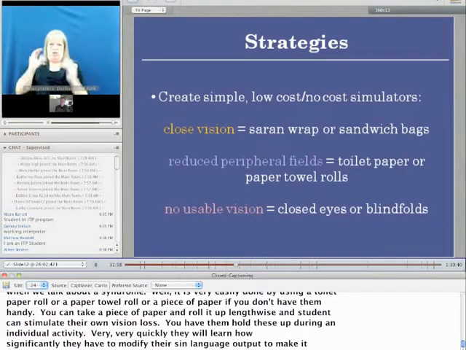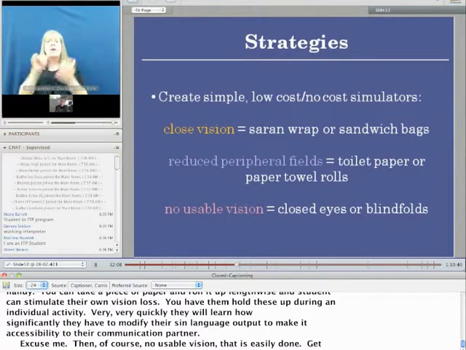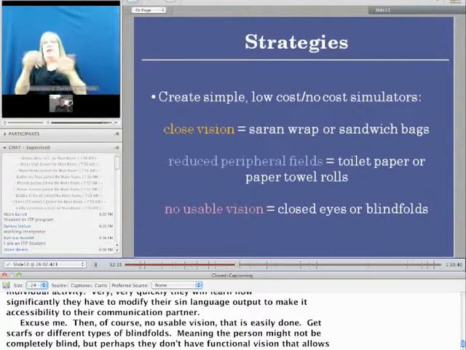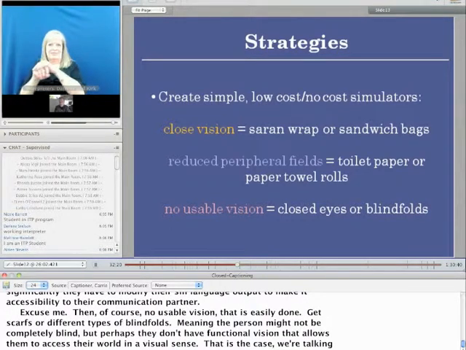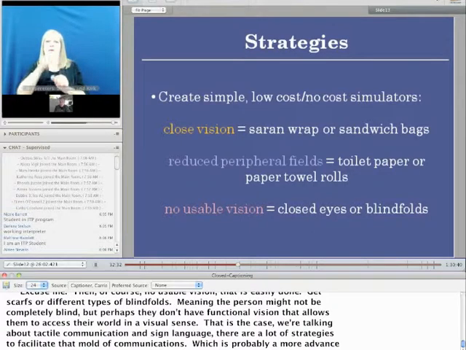And then, of course, no usable vision, well, that's easily done. Simply get some scarves or some different type of blindfold, meaning the person may not be completely blind, but perhaps they really don't have functional vision that allows them to access their world in a visual sense. If that's the case, now we are talking about tactile communication and tactile sign language, and there are obviously a lot of strategies to help facilitate that mode of communication, which is probably a more advanced level than many people are prepared to teach, but there are still ways to get that information across.